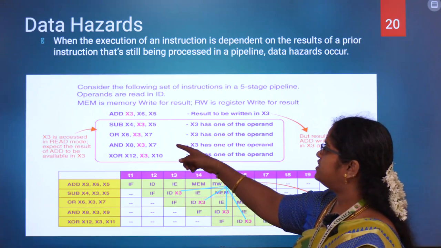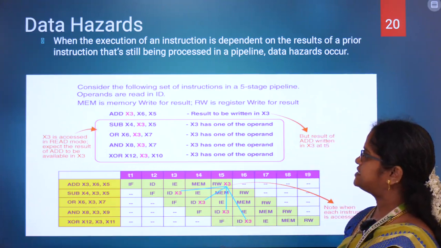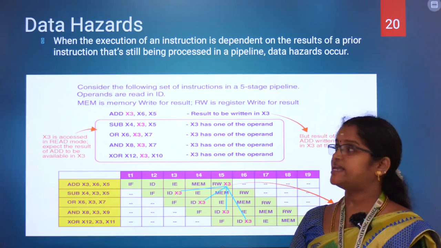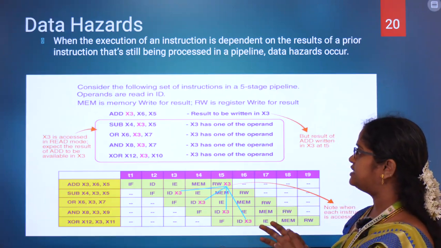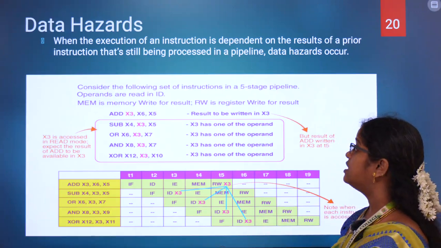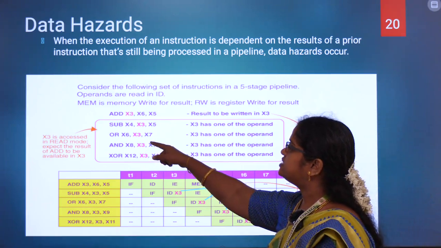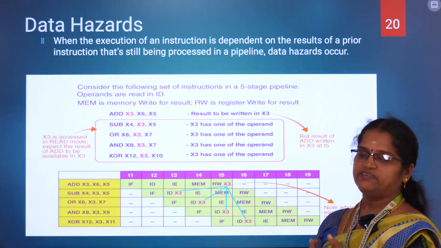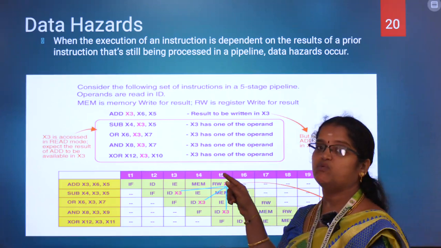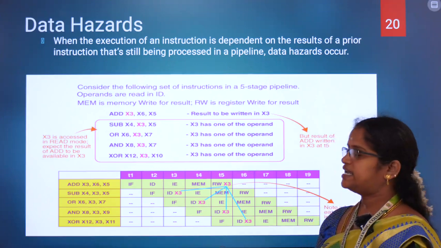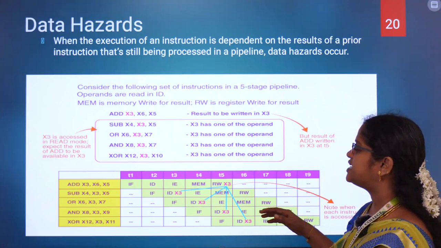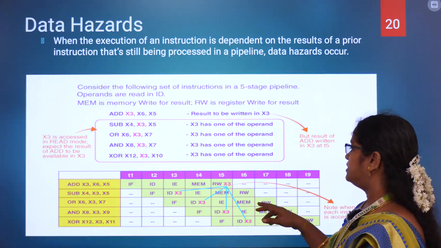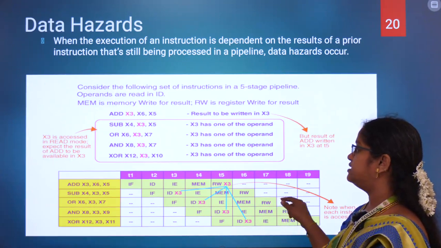For example, the first instruction is add x3, x6, x5. So the contents of the x5 register and the x6 register are added, after that the result has to be stored in the x3 register. So the second instruction, subtraction, is waiting for the result of the previous one, because x3 is one of the operands of the second instruction. So at that time the clock cycle has to be idle, and that idle clock cycle is called a data hazard.